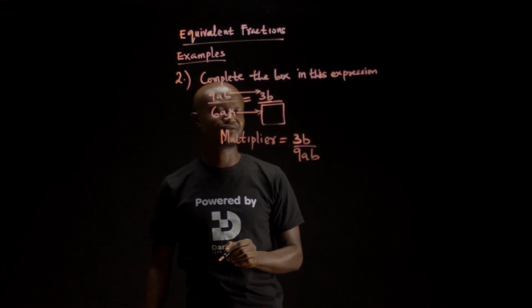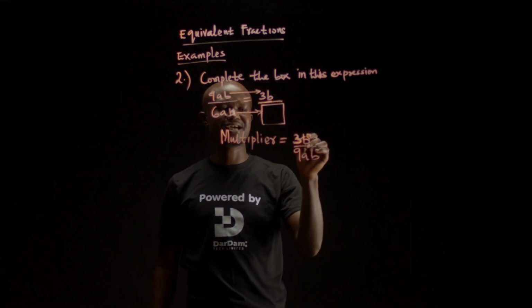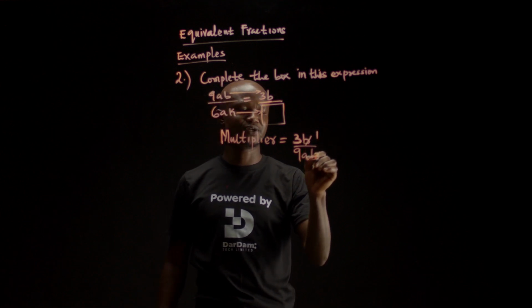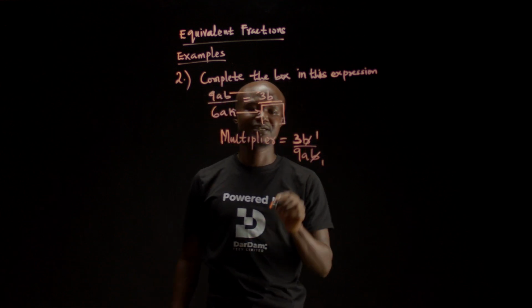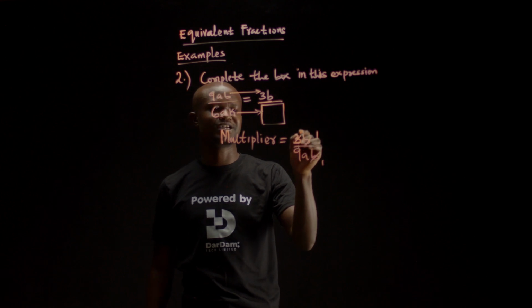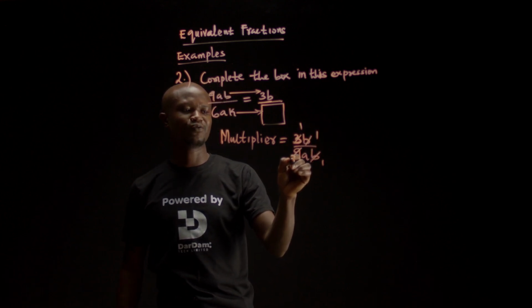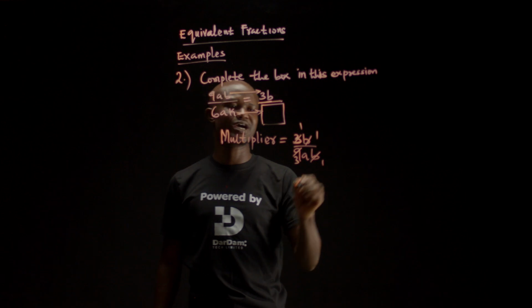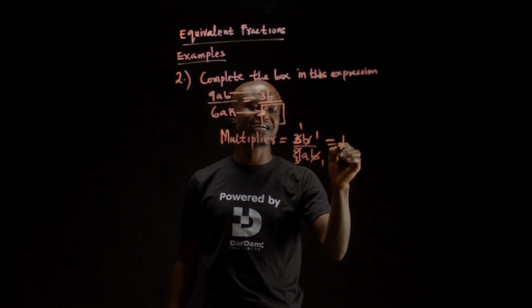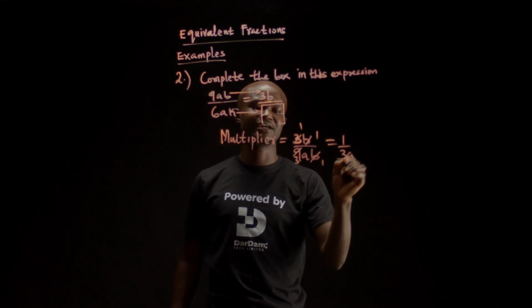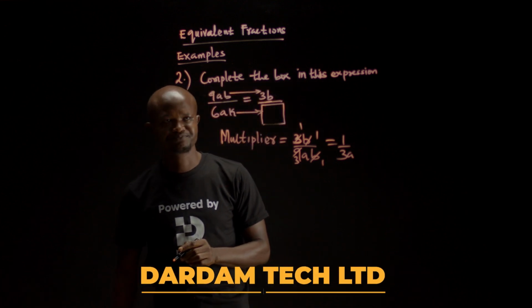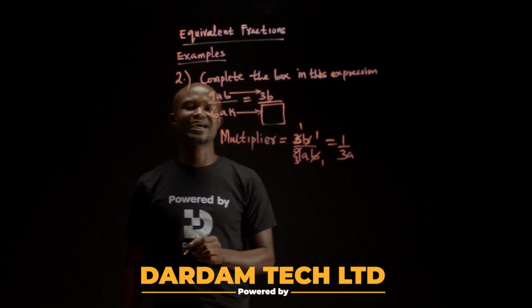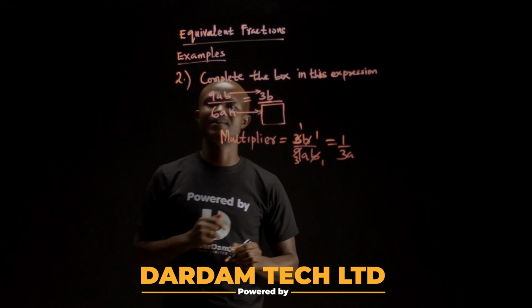Now looking at what we have here, we can see that b will cancel b. b here 1, b here 1. And here also, 3 here 1, 3 here, we have 3. So what do we have? This is 1 divided by 3a. That is the multiplier. So in that case, what will be in the box?